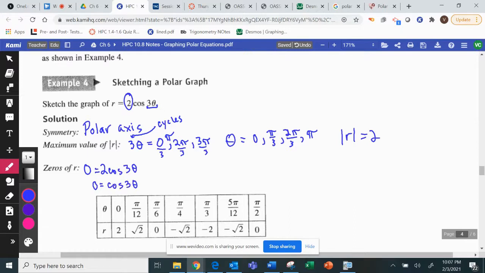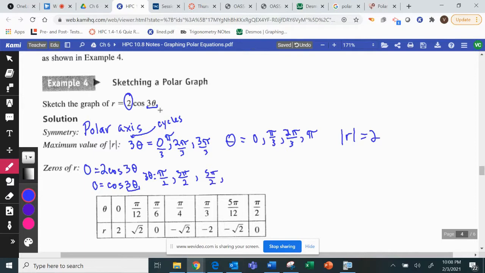And then I want to find where cosine 3 theta is equal to 0, which is at pi over 2 and 3 pi over 2. But since it's 3 theta, we're going to go around 3 times. So I'm going to go around a second time, and I'll be at 5 pi over 2.